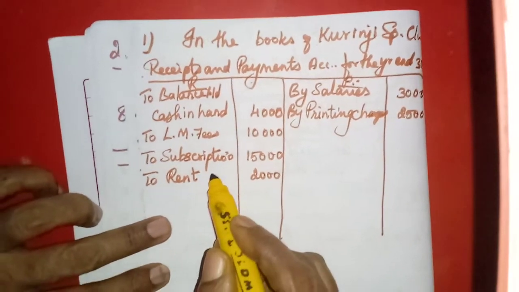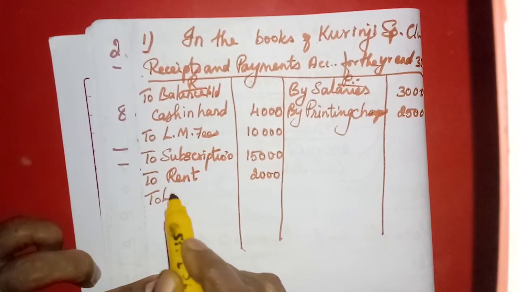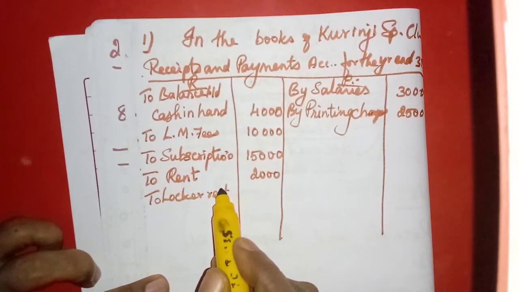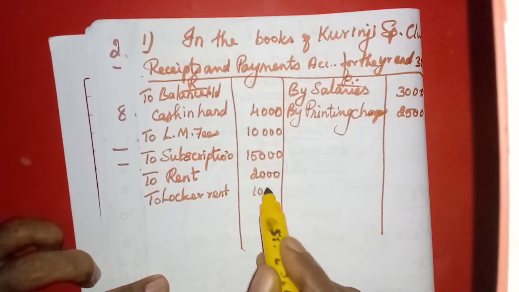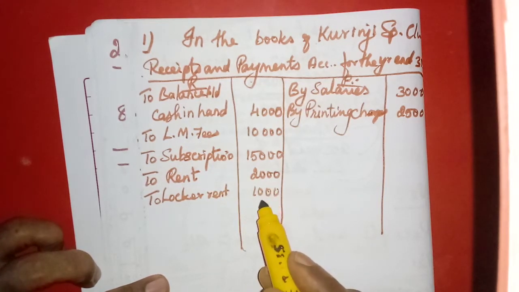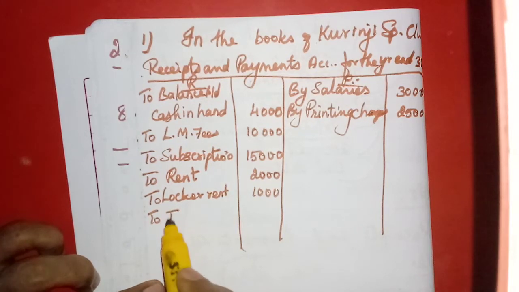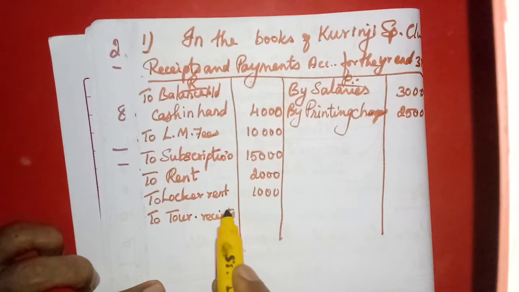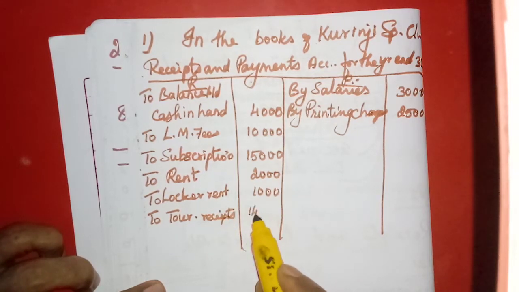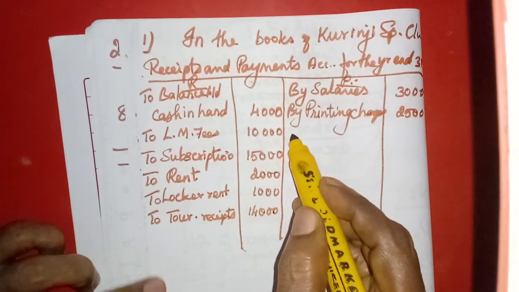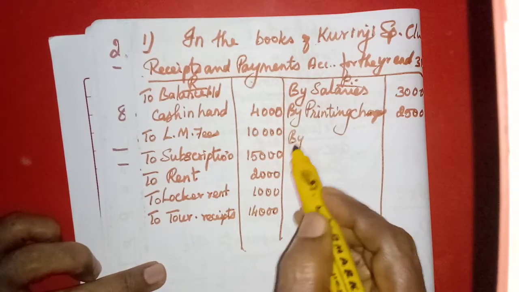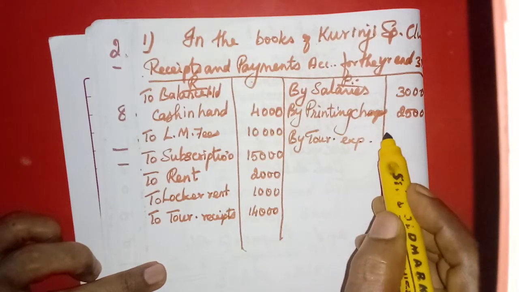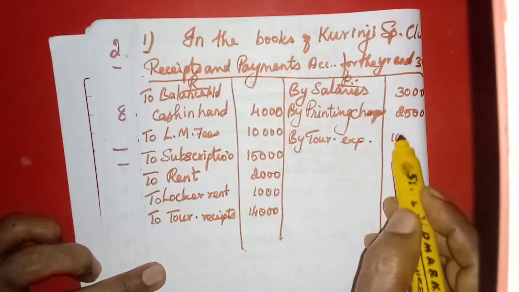Locker's rent received. So receipt. Locker's rent 1,000. Then tournament receipts. So tournament receipts 14,000. Here tournament expenses. So you write fully. Okay. Tournament expenses 10,500.